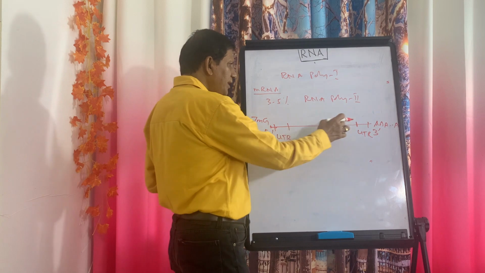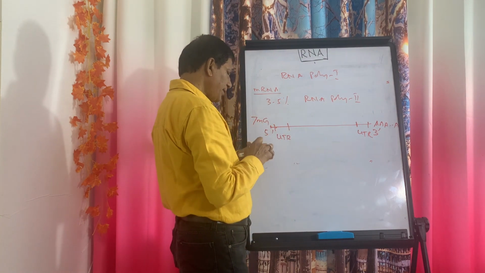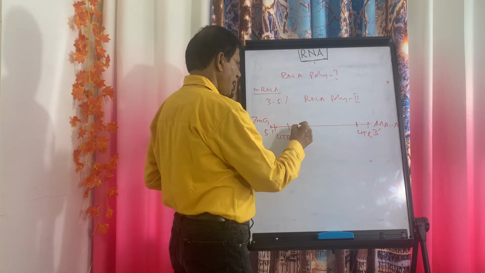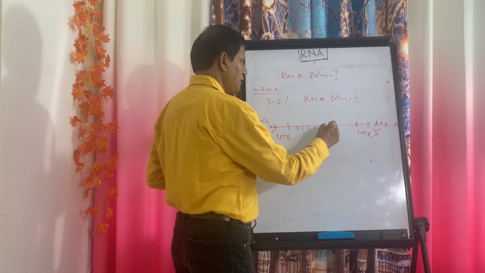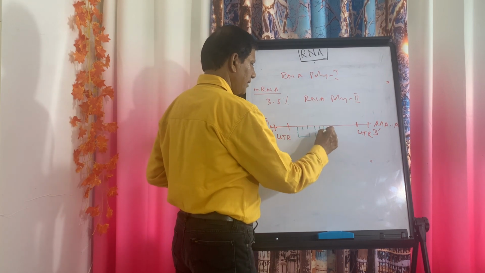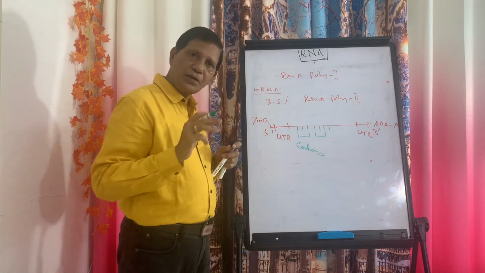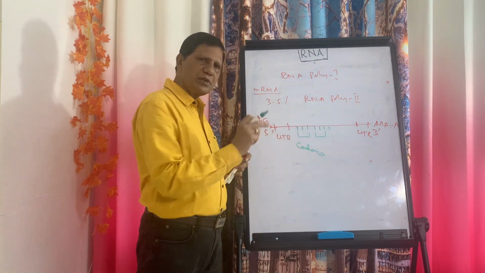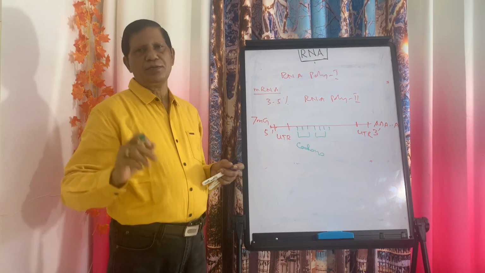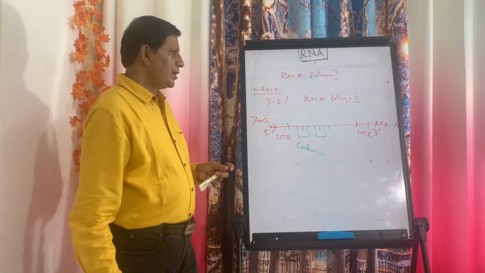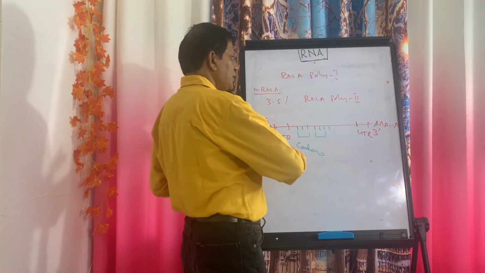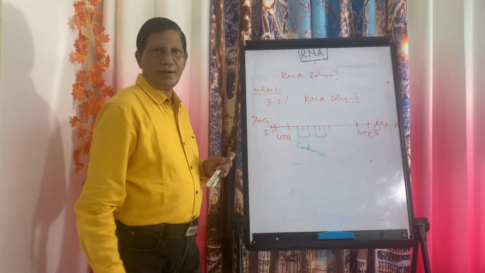Then in between these two, there are several nitrogen bases, and the consecutive three are known as codons. According to the genetic code, each codon specifies one amino acid. So this is the structure of the mRNA.